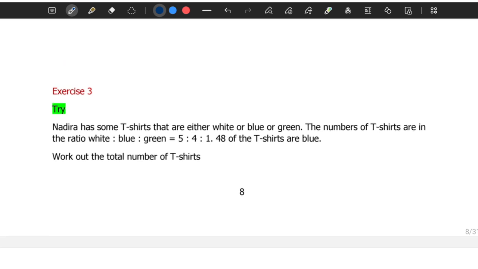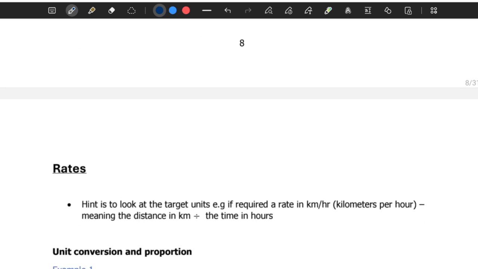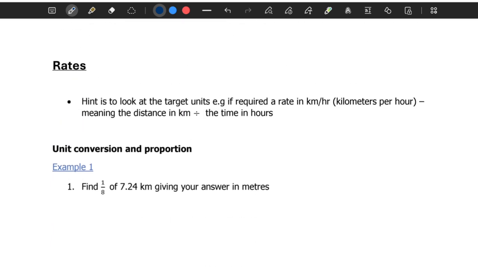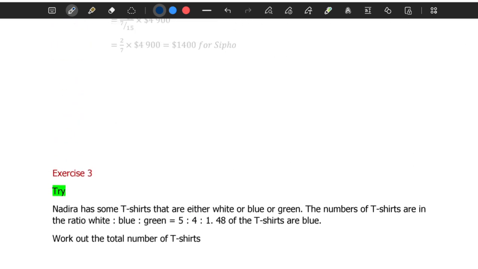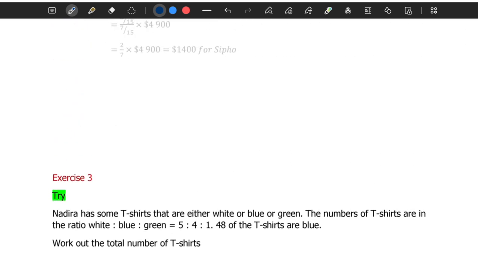And then you can also try the next example, which talks about how Nadira has some t-shirts that are either white or blue or green. The numbers of the t-shirts are in the ratio white, blue, green, which is 5:4:1. 48 of the t-shirts are blue. Work out the total number of the t-shirts. And yeah, so give that a try. It is one of the exercises from this subtopic under ratios.